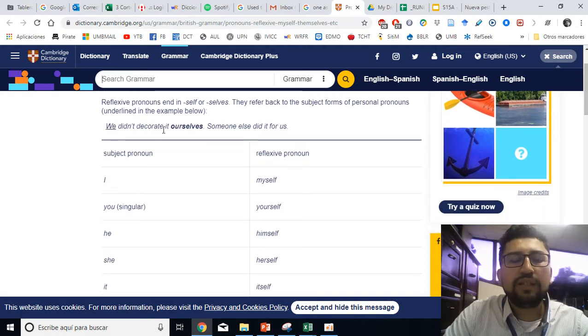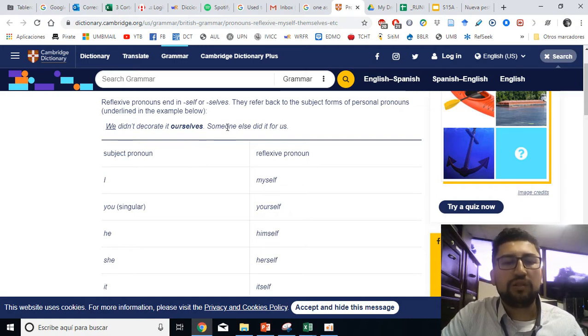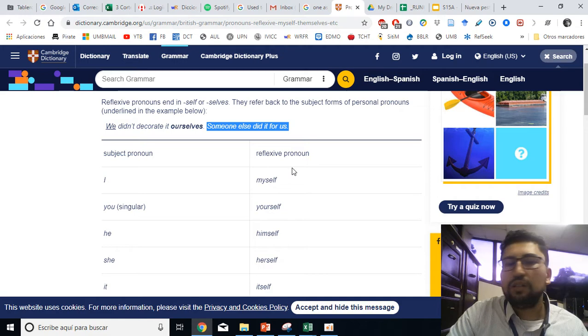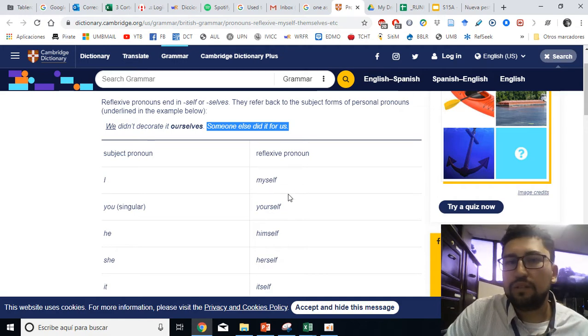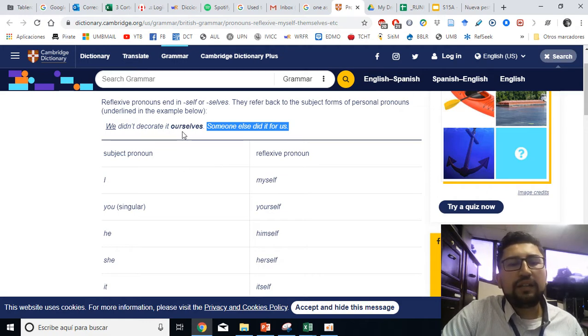We didn't decorate it ourselves, right? We didn't decorate it ourselves. It means that we didn't do it. Someone else did it for us, right? So this is the obvious thing about this first sentence. Someone did it for us. I didn't do it. She didn't do it. Someone else did it, right? We didn't decorate it ourselves.